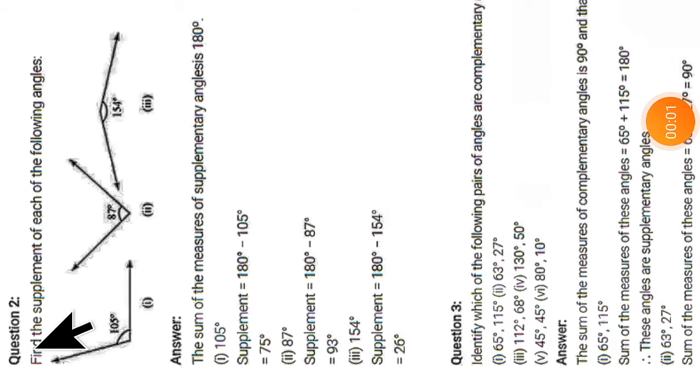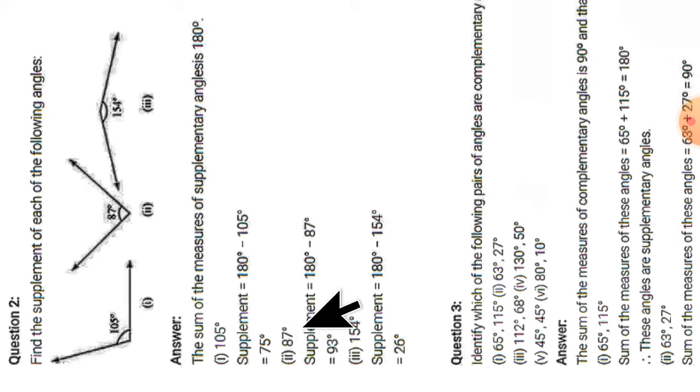Question number 2. Find the supplement of each of the following angles. Now here three angles are given. So first one is 105 degree, then 87 degree and 154 degree. So we know that the sum of measures of supplementary angles is 180 degree. So first is 105 degree. To find out the other angle, we will subtract 105 from 180 degree. So supplement equal to 180 minus 105 equal to 75 degree.